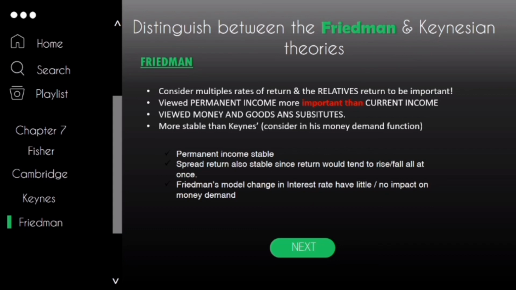Spread return is also stable since returns tend to rise or fall all at once and cause the spread to remain the same. In Friedman's model, changes in interest rate have little to no impact on money demand. If the terms affecting money demand are stable, then money demand will be stable and velocity will be predictable.